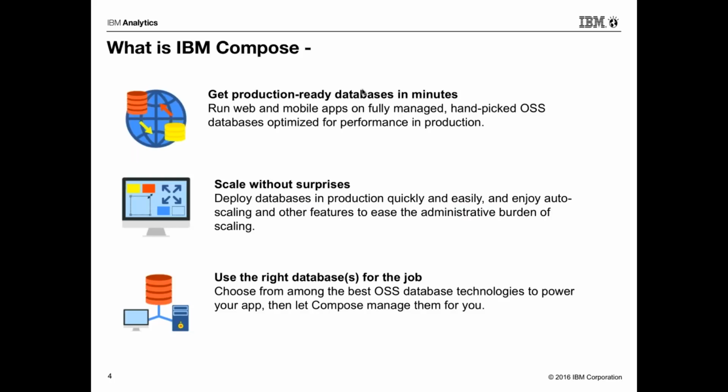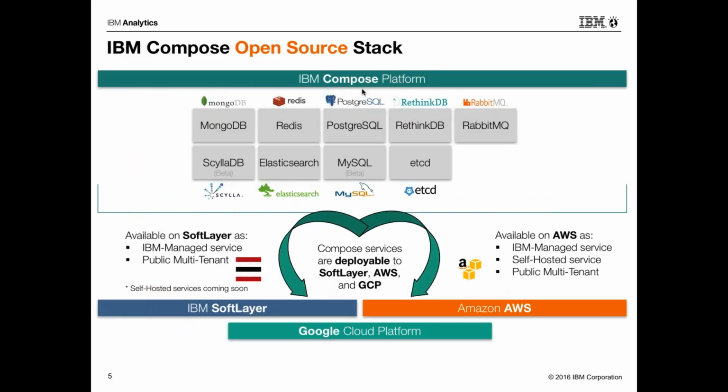So IBM brings Compose to you. And what is Compose? Compose is a production-ready database which can be provisioned on the web in minutes. It can scale very easily, and you can pick and choose the right databases for the right job, and Compose will manage the databases for you. So what are the databases which are available in Compose? You have MongoDB, you have Redis, Postgres, RethinkDB, RabbitMQ, ScyllaDB, Elasticsearch, MySQL, etc.